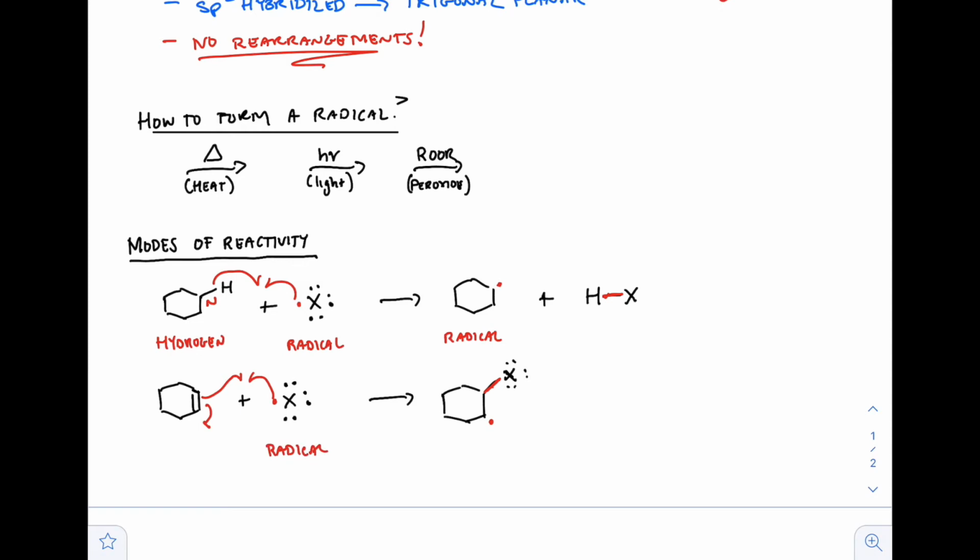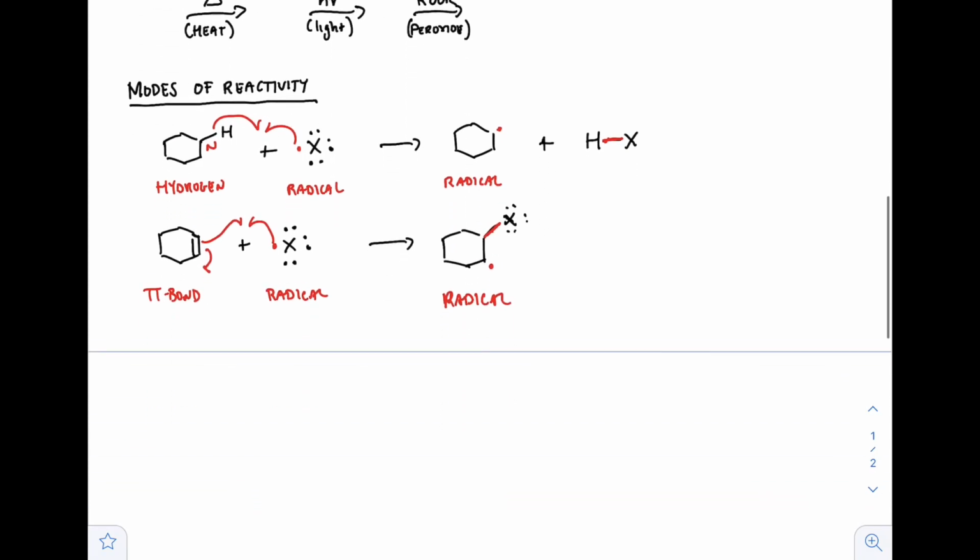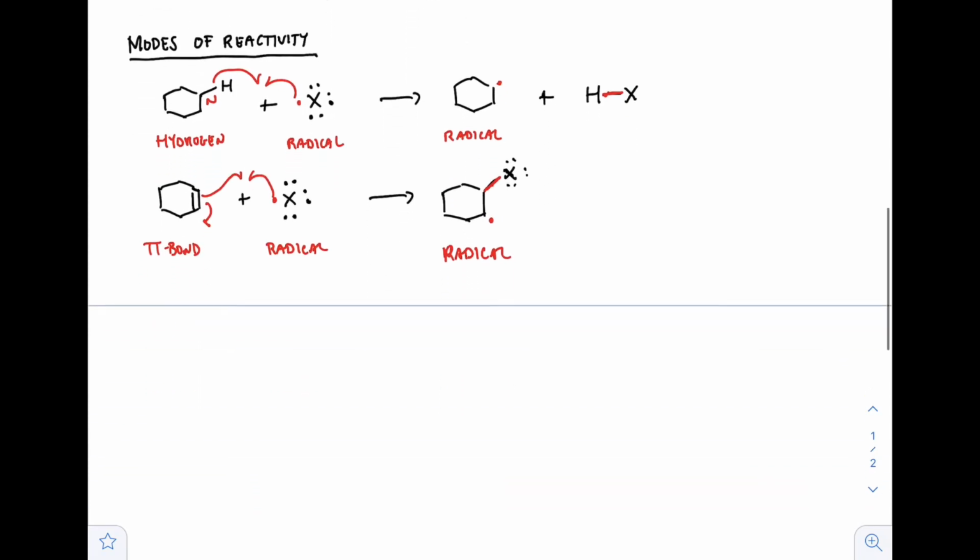So if you combine, basically, you might notice that what we're doing is we're typically forming sigma bonds and creating radicals, or we might even neutralize a radical in the end as well. So let's take a look at this one right here.